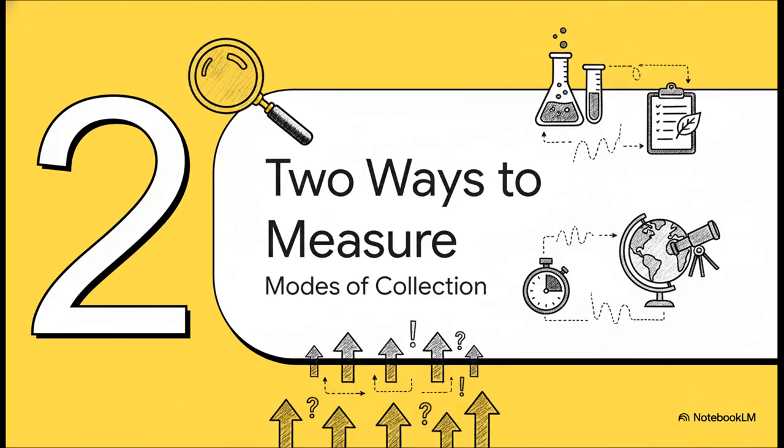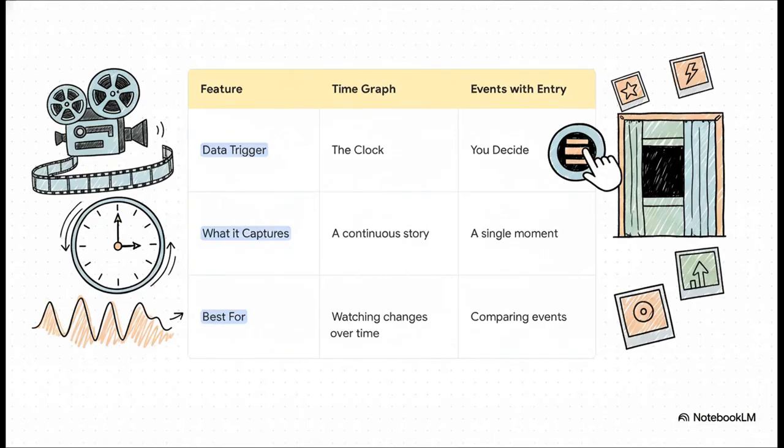All right, so let's break them down. These two ways to measure, this is where we get into the real nuts and bolts of how science is done, and honestly, it's pretty fascinating. Okay, check this out. On one hand, you've got what we call the time graph method. Think of this like a film camera that's just left rolling. The clock is the trigger, right? It just captures everything as it happens, a continuous story. This is absolutely perfect for watching something change over time.